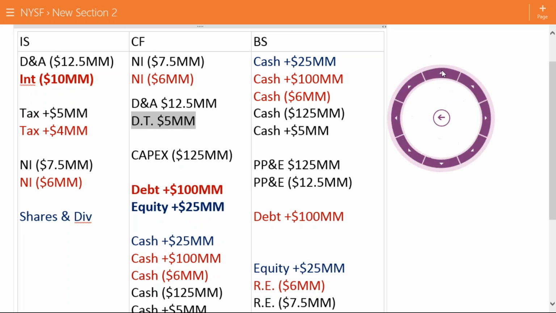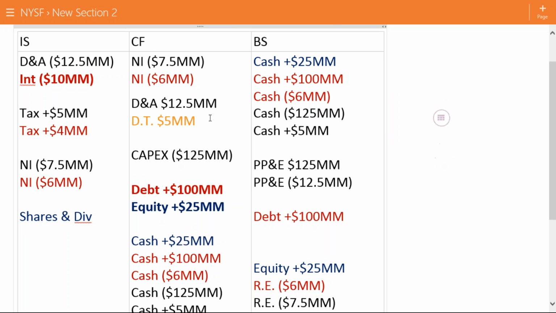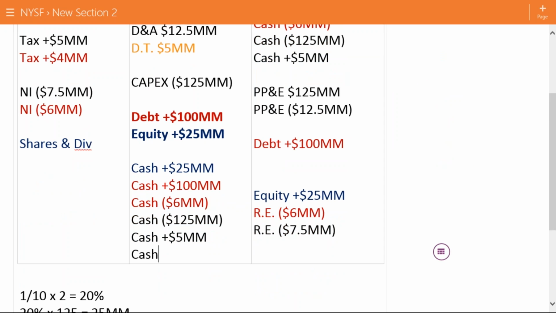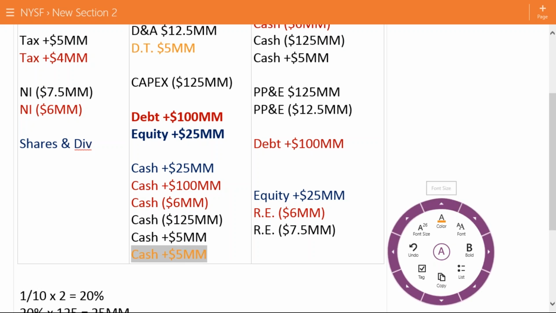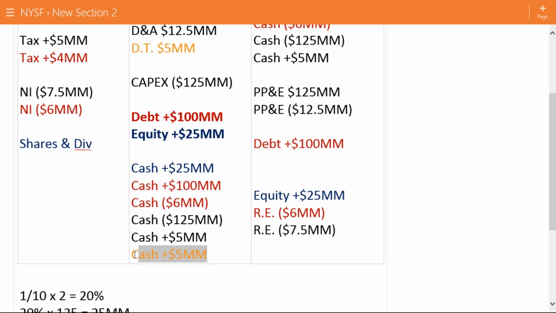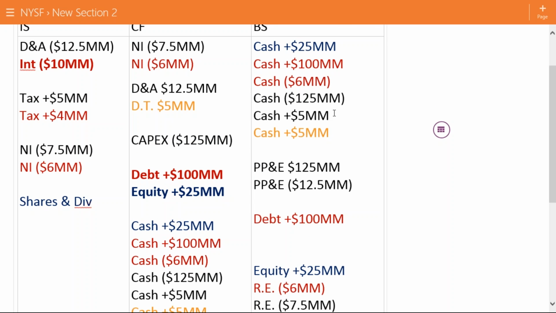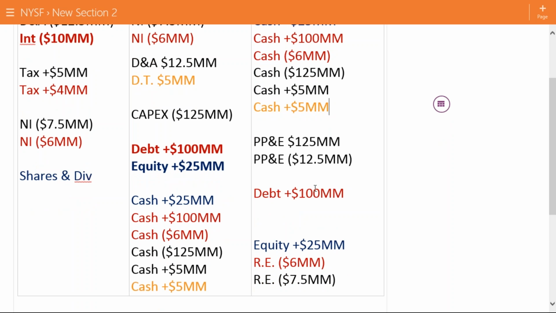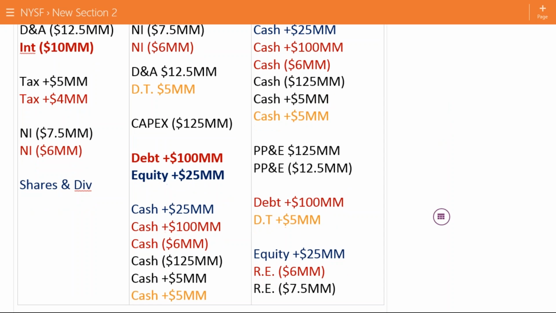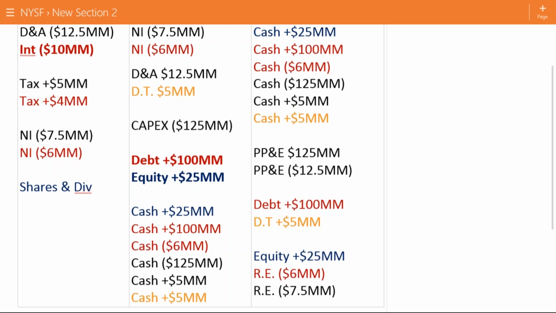This is a different color. Okay. And that impacts cash by 5 million. And that cash goes up. And what's the balancing impact? Debt goes up. Not debt. Deferred tax. It's a liability. Okay. That's it. That's everything. These are all the movements, all the major movements in a simple asset acquisition.